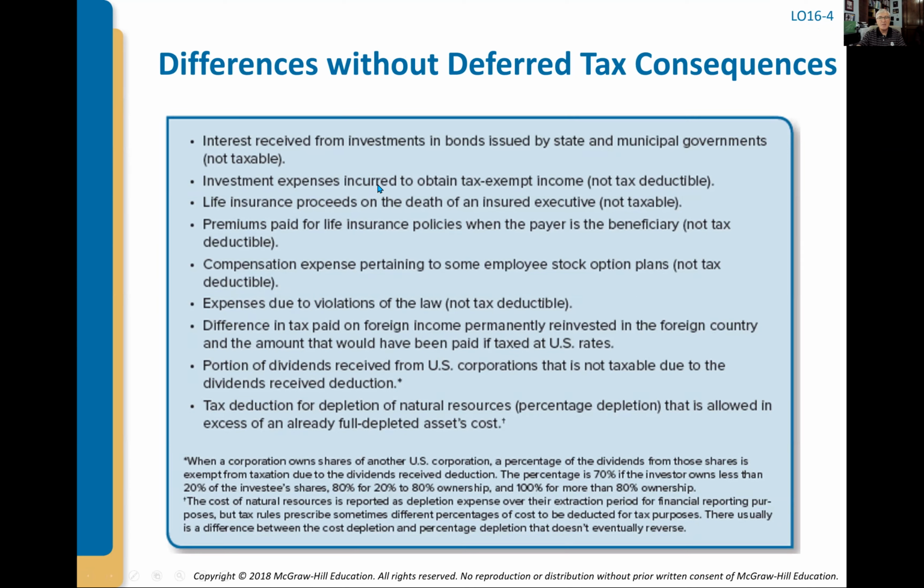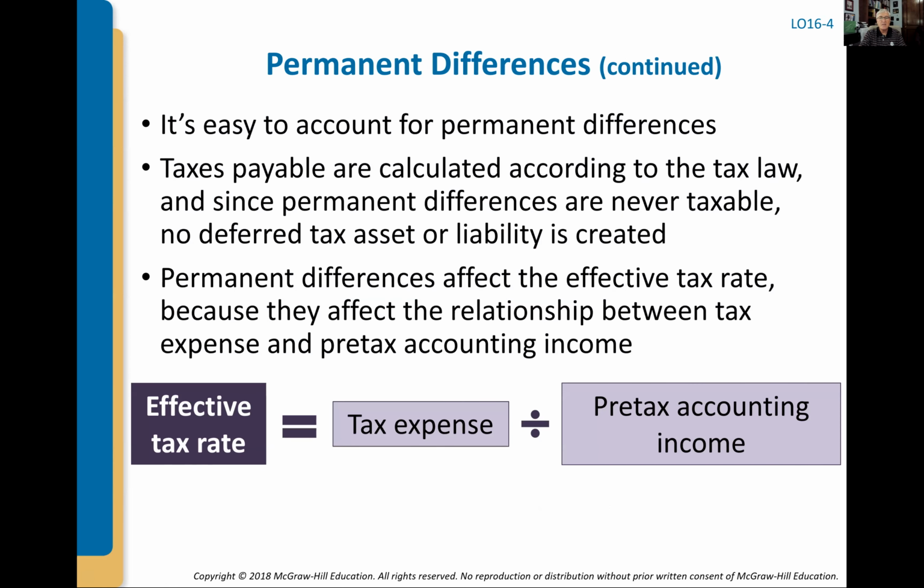Here are some examples of things that are permanent differences, and you could look at your textbook for that as well. So again, easy to account for permanent differences. They're calculated according to tax law, and since permanent differences are never taxable, again, I'll repeat myself, no deferred tax asset or liability is created. It doesn't impact that journal entry.